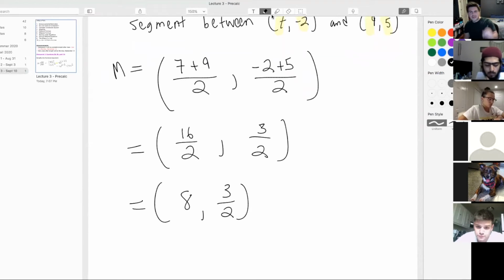I want to make a point here that our final answer is not a number. It is actually a point on the xy plane. The distance formula returns a single number, but the midpoint formula returns an actual xy coordinate. That's why there are parentheses and a comma. Just wanted to make that clear.